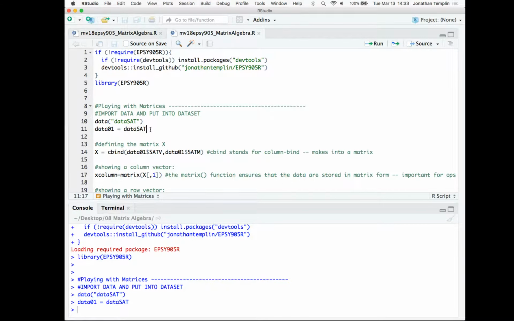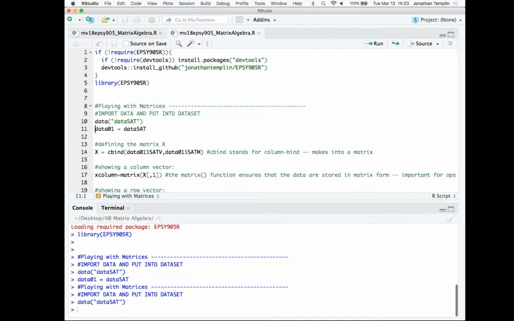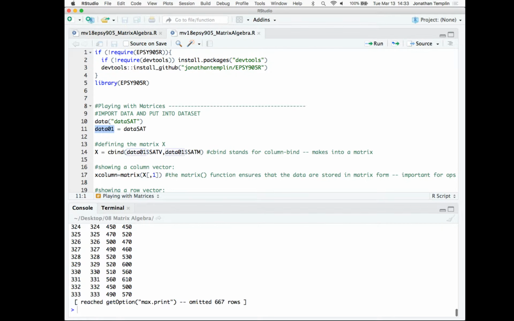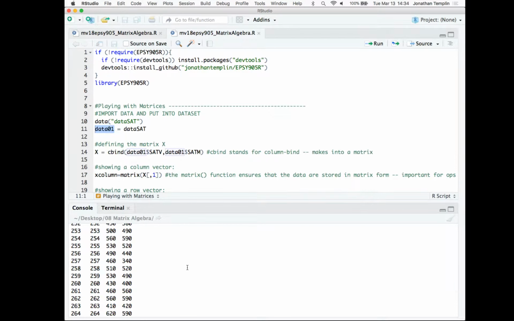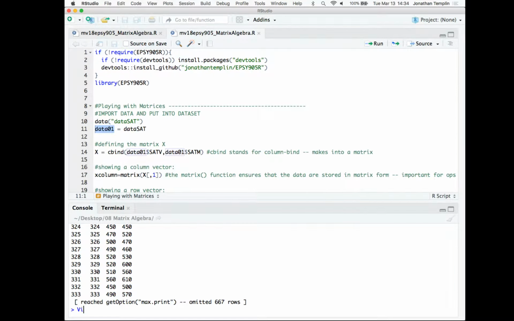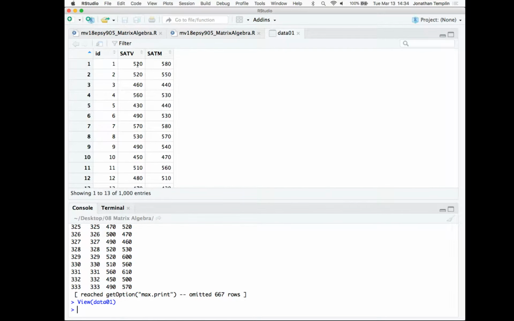So we have our data. This is from our EPSY 905 package. You see our data set. This in R has different ways of storing data. We're going to get to that in just a moment. This is our data set. It has an ID character on here, so I end up taking off.